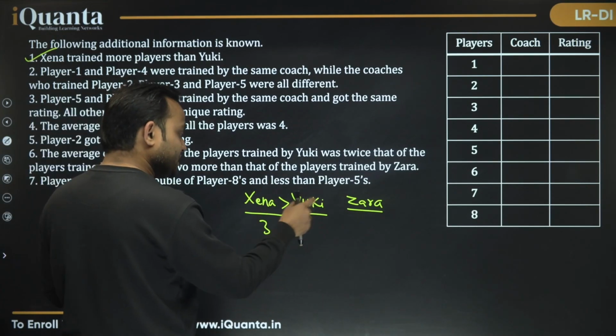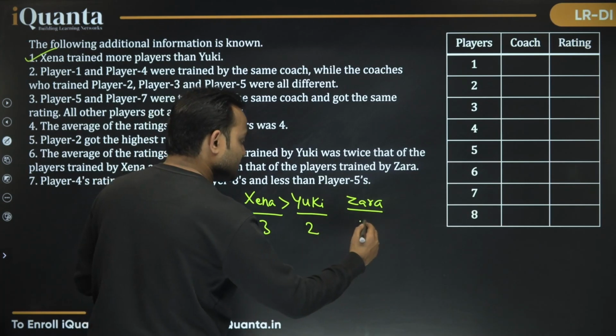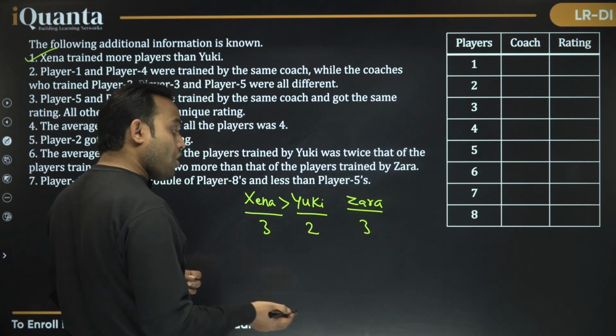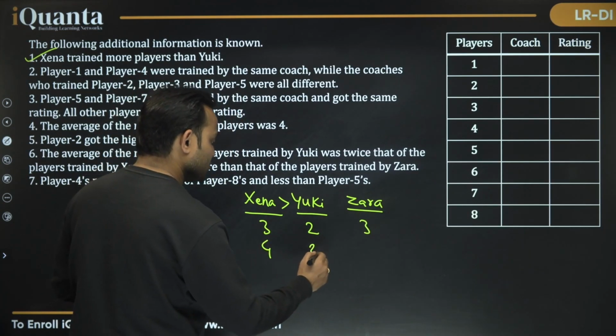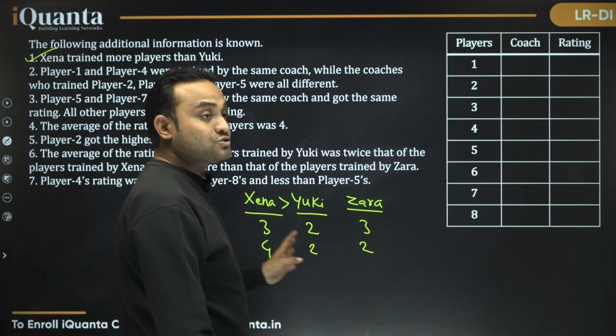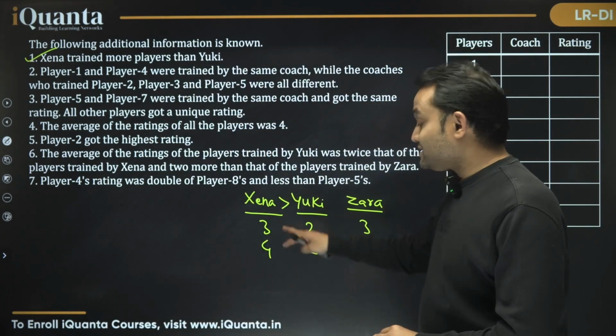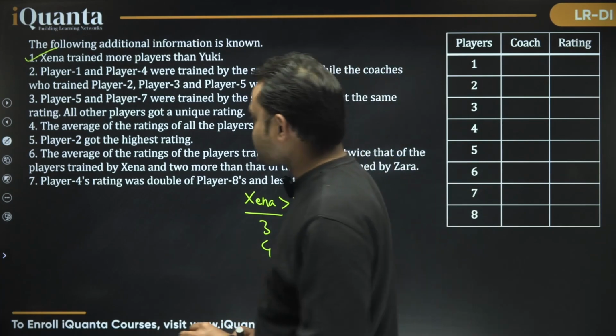This number should be greater than this number. So this should be 3, 2, and this should be 3, or 4, 2, 2. These could be the number of players. There are 2 cases for now.